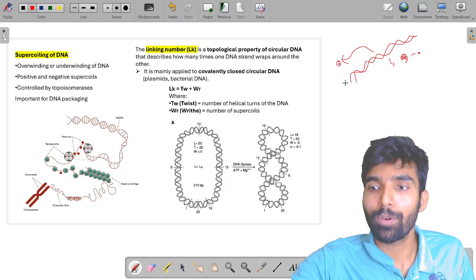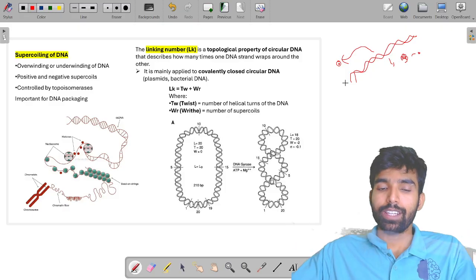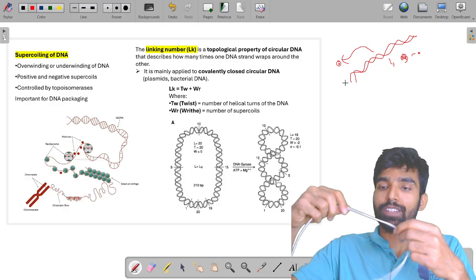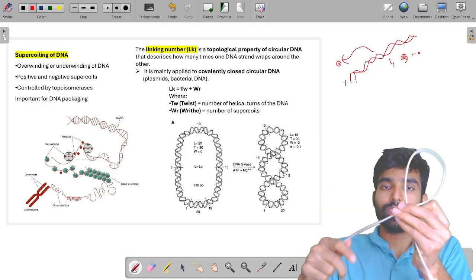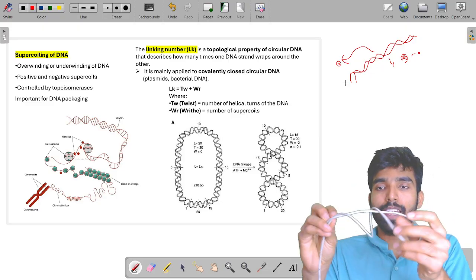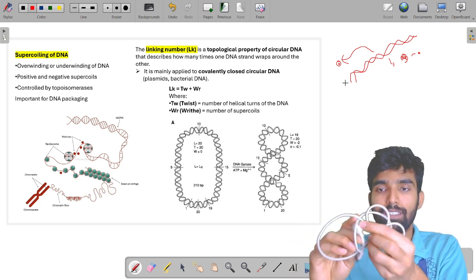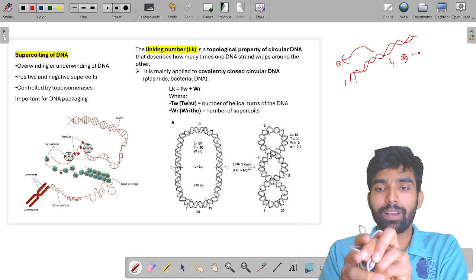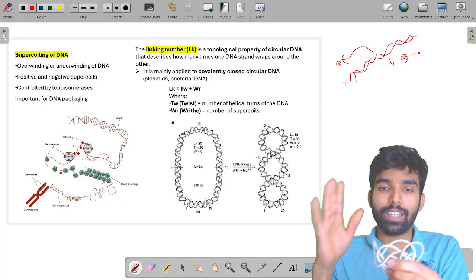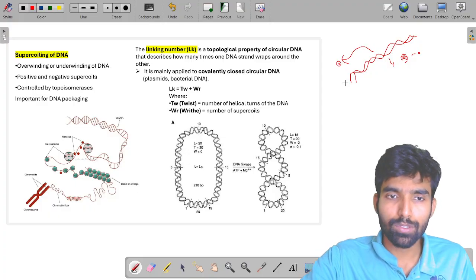Supercoiling means, let's say you have one particular wire. Let's say this wire is the DNA. First you just turn it around like this, and second you make multiple rounds of coiling, maximum, just to accommodate it. Now it's like this. That's known as supercoiling.